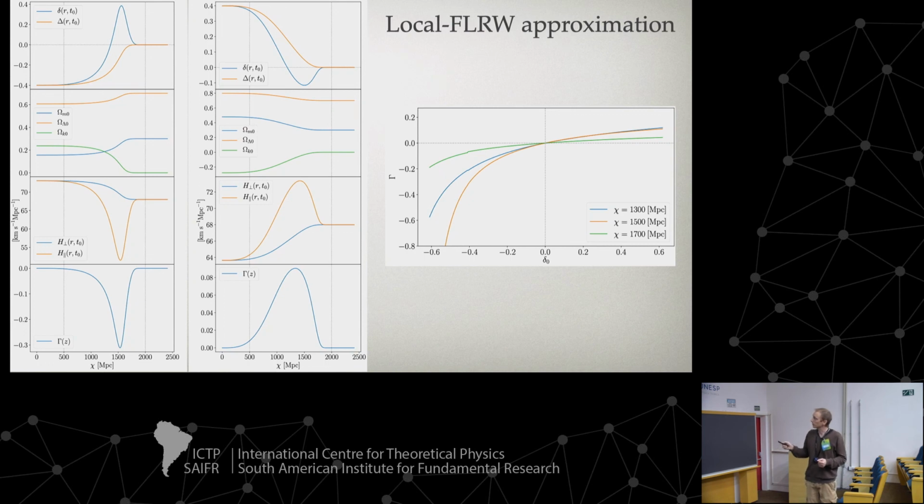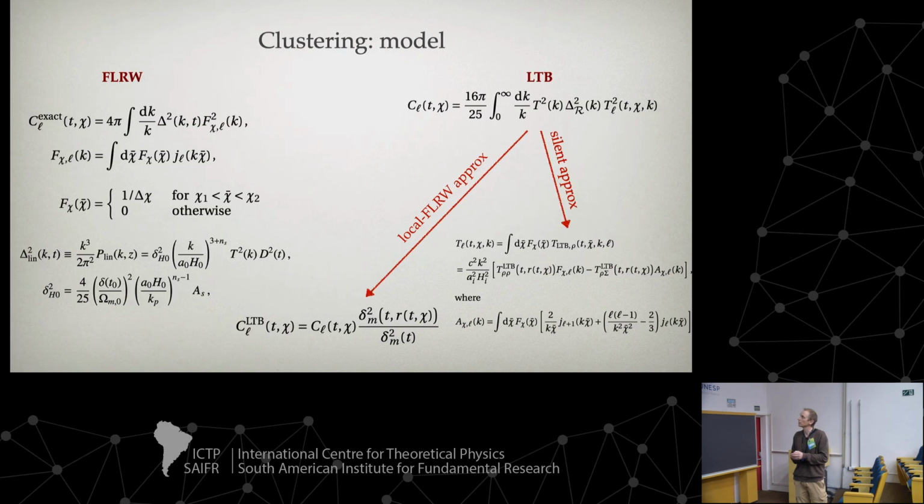So in this plot, the other way around, you look at the dependence of gamma at a fixed radius as a function of delta naught. So actually, you see that this local FRW approximation is not expected to hold in general, not at all. However, if deviations from homogeneity are within perhaps 10%, then it could work. But that has to be tested again, because this is just an order of magnitude estimate.